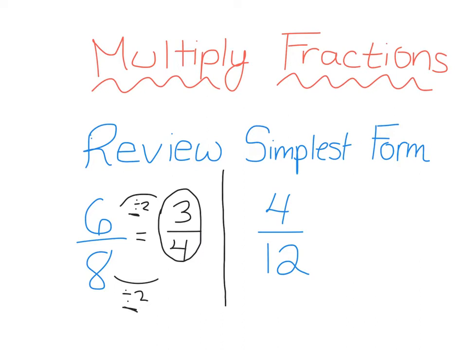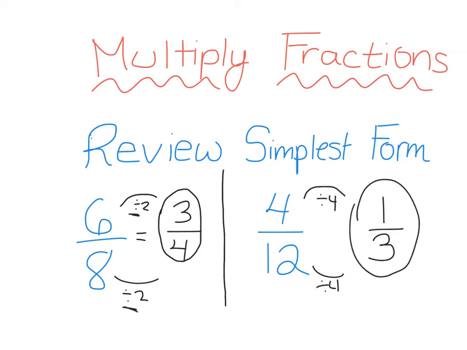So on the right, I have 4/12. So I'm going to put it into simplest form. I need to think of a number that I can divide both 4 and 12 by. And I can divide 4 and 12 by 2, but I can also divide them by 4. I'm going to choose the 4 because it's larger. And so I'm going to do 4 divided by 4, and then 12 divided by 4. So 4 divided by 4 is 1, and 12 divided by 4 is 3. So 4/12 in simplest form is 1/3.